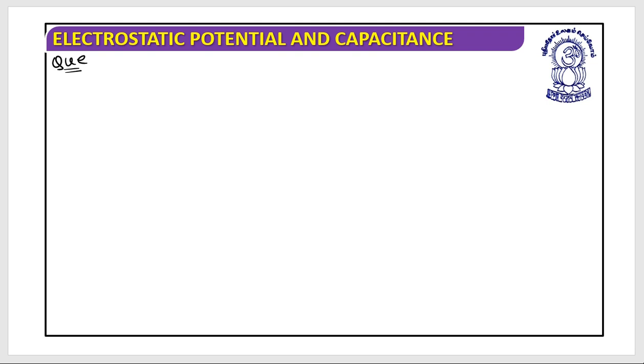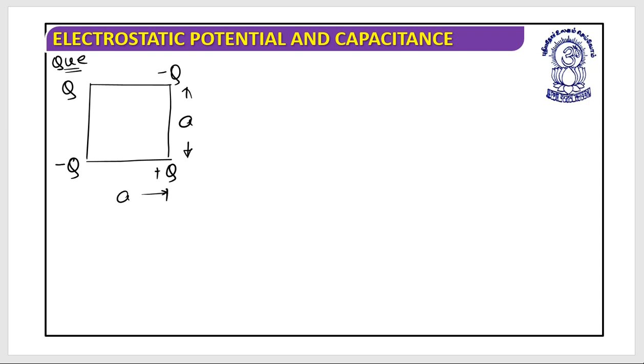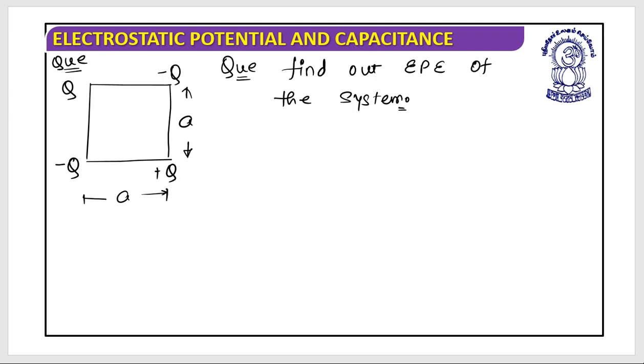The charges are q, minus q, minus q, plus q. This is a, even this is a, as it is a square, so the sides always have a dimension of a, that we know. Yes, they have asked: find out the EPE of the system. You know what EPE means. Yes, so find out the electrostatic potential energy of the system.